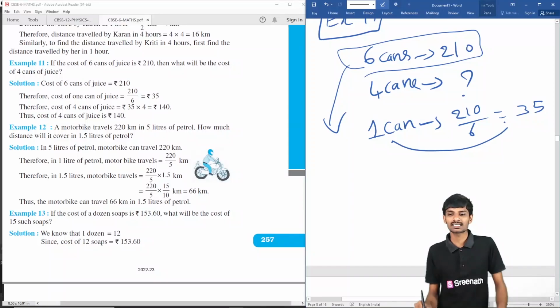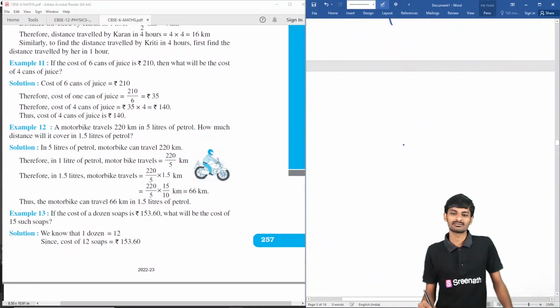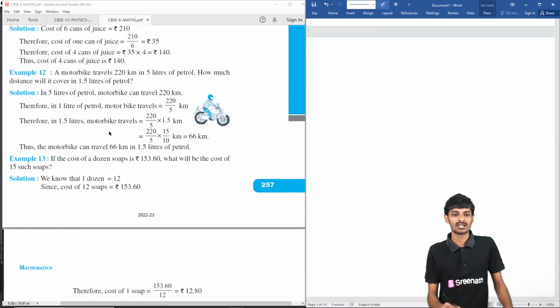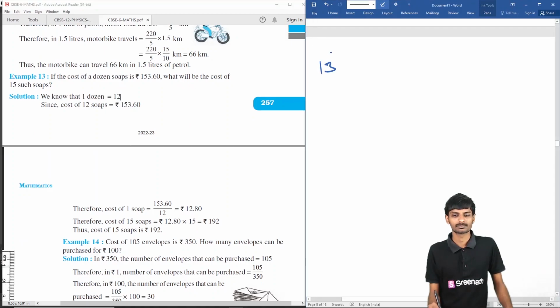So for 1 can, it is 35 rupees. And for 4 cans, that is 1 can into 4. So the cost is 35 into 4. Then 4 cans cost 35 fours, it is 140 rupees. So simple. The 12th problem you do by yourself, and I will explain the 13th problem.